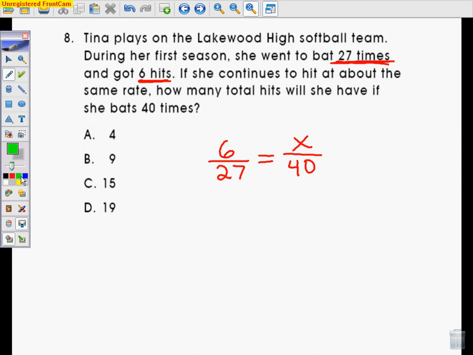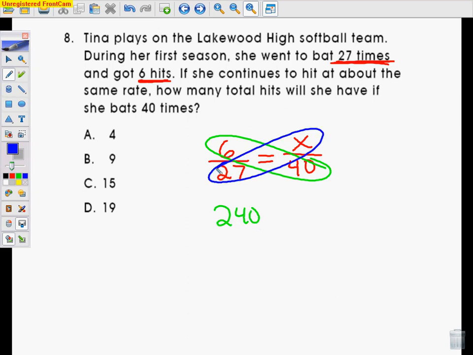When you're solving a proportion, we do what's called cross multiplication. You multiply 6 times 40, and 6 times 40 is 240. And then we multiply 27 times x, and 27 times x is 27x. And then we set those equal to each other. All right, now we solve for x, and to solve for x, we divide by 27 on both sides. Whatever you do to one side, you do to the other.